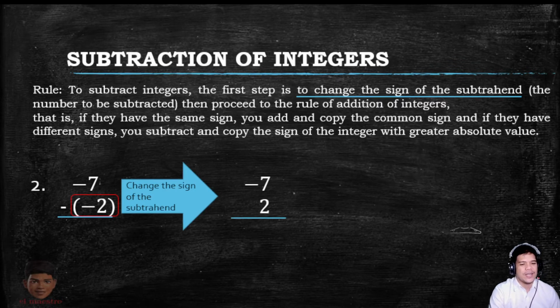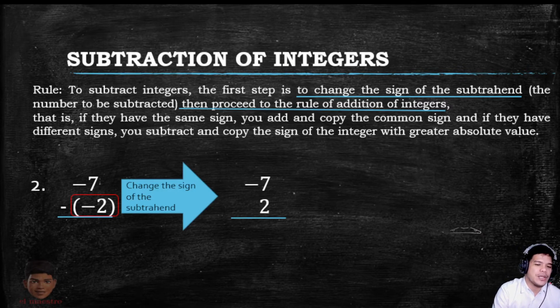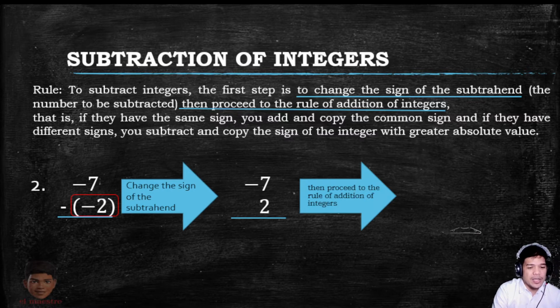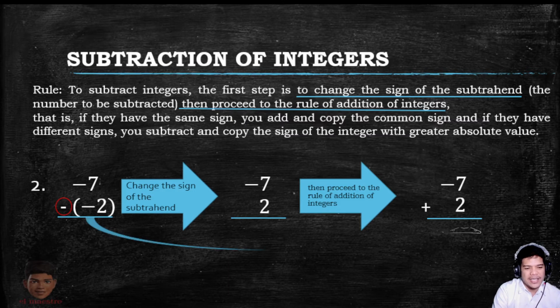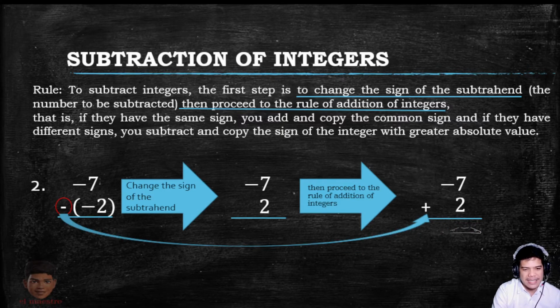Okay? So, what's the next step? The next step is, then you proceed to the rule of addition. So, rule of addition, from minus, gagawin nating addition. So, ito na yung bagong form natin. So, magiging negative 7 plus 2 na siya. Okay? So, tingnan nyo, from negative 2, we change the sign of the subtrahend, naging positive 2. And proceed to addition, from minus, naging plus.